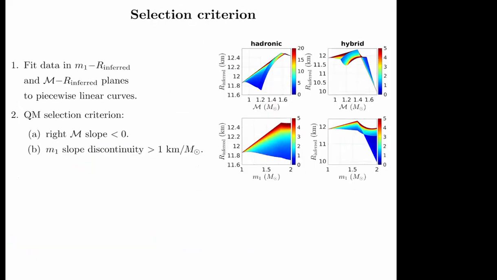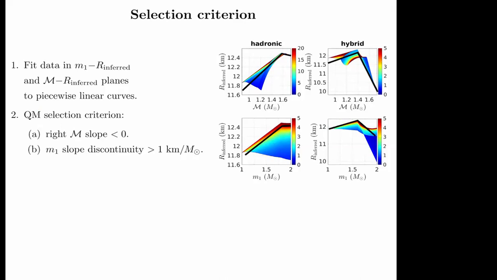So what are we going to do? We're going to take data in the chirp mass inferred radius plane and the M1 and R inferred planes. These are the same plots that I just showed you on the previous slide. And we're going to do something super simple-minded, which is just fit piecewise linear curves, these black curves here, to the distribution of events that we measure.